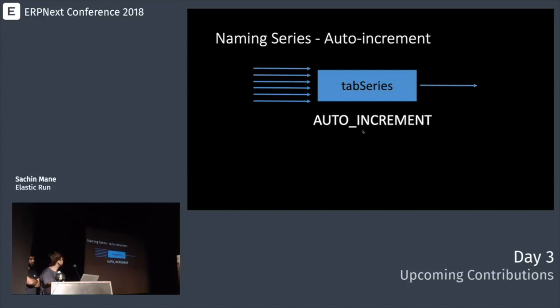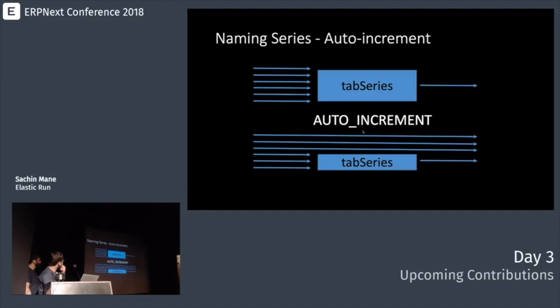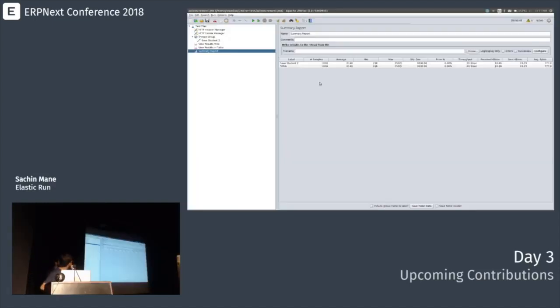So we have introduced a new type, that is auto-increment. It uses the database auto-increment feature, and it gives the ID automatically. Currently, if there are 100 requests coming in and they block the tab series, only one can pass at a time. Because of auto increment, no locking is introduced, so it goes directly through the database, which helps performance. So this is when we have auto increment implemented.